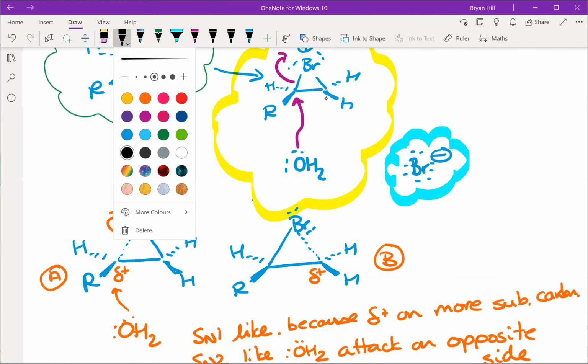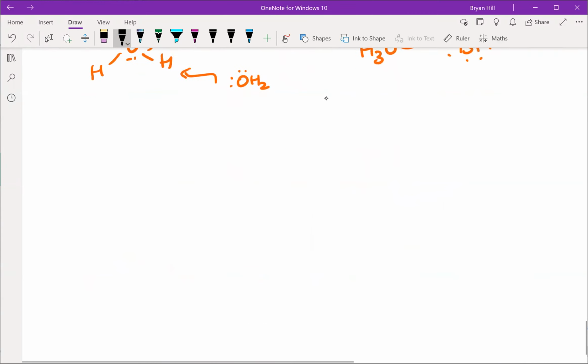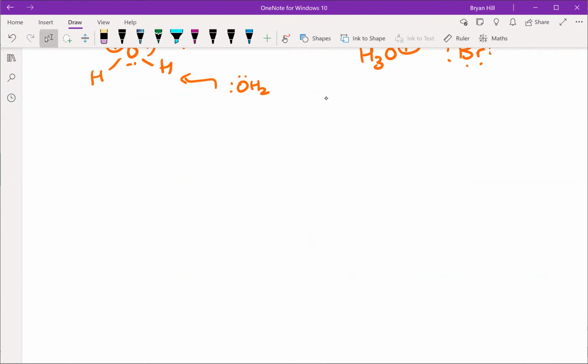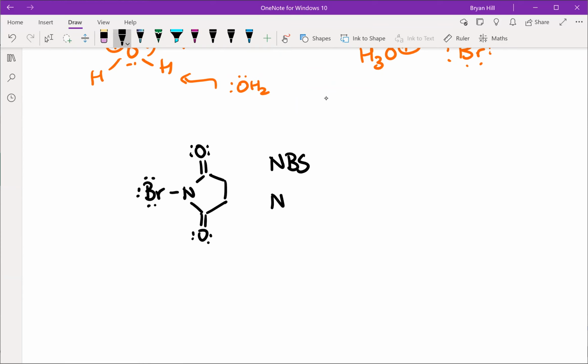So there is a modification to this reaction that prevents the bromide from attacking. And that is the use of this molecule here. And this is called NBS, N-bromosuccinimide. Hopefully I spelled that right.